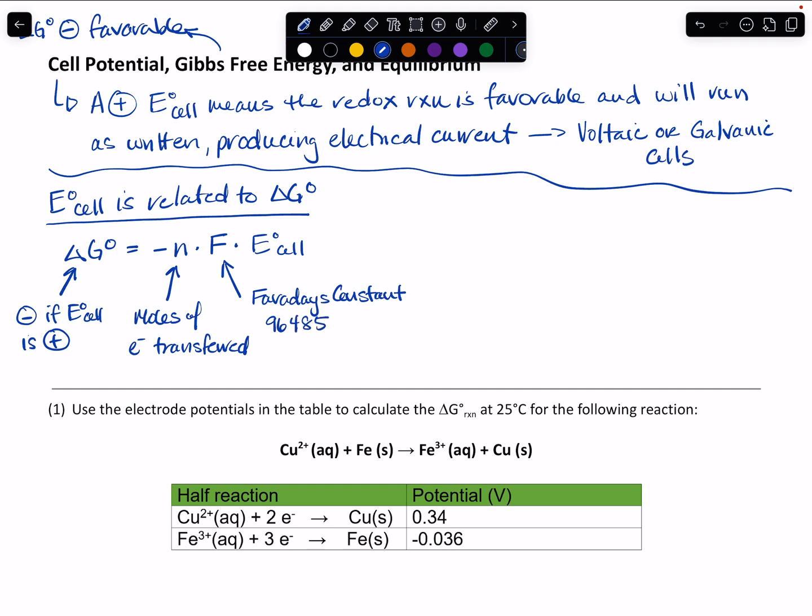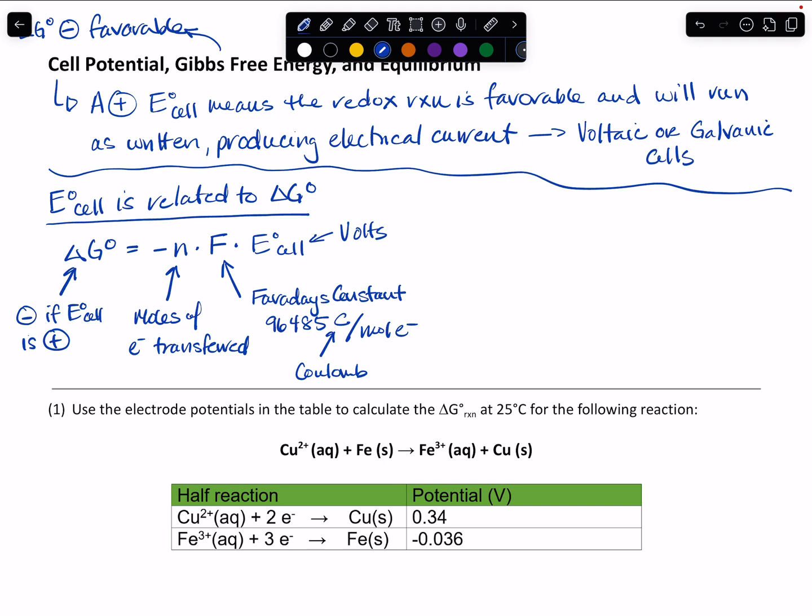It's a big number, 96,485. Our unit here, though, is a little strange: C per mole of electrons, and this is a coulomb. It's a measure of electrical charge, so it's the charge per mole of electrons. That's really what it is. And then don't forget E cell is going to have a unit of volts. Volts is just a measure of the amount of potential difference, the amount of work that that particular setup can do for us.